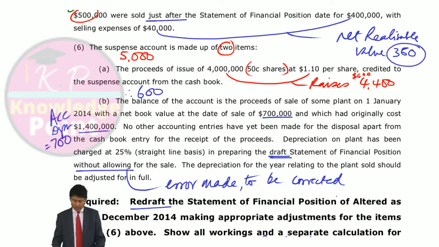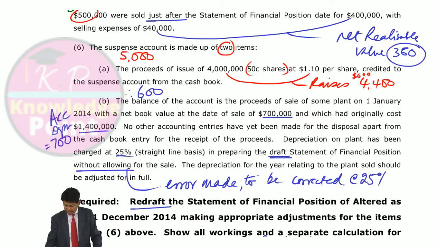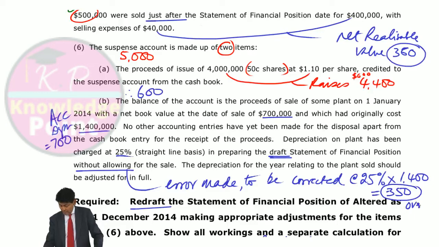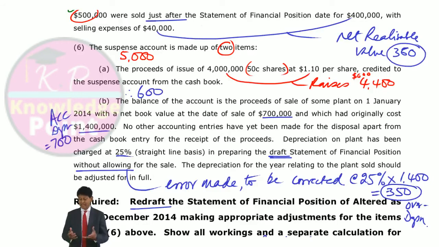So what we're going to say is the depreciation rate at 25% multiplied by 1,400, that figure there, 350, is, I suppose, the over depreciation. What's happened is the bookkeeper didn't realize that the item had been sold, and so it's carried on doing the depreciation. So what you've got to do is add that back to profit to compensate for the over depreciation. So let's conclude therefore.